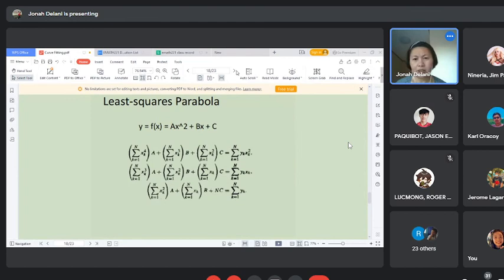If the points, from your point of view, would look like a parabola, then you can solve for A, B, and C, and the equation would be this parabolic equation. Of course, we would need to have 3 equations for solving A, B, and C.